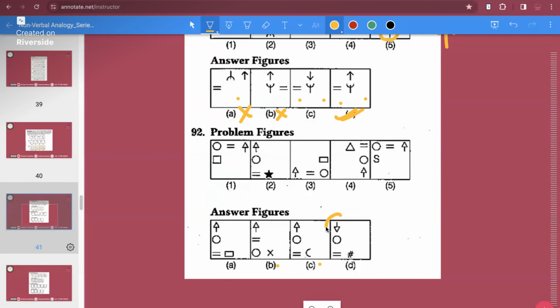We see that this arrow is not changing its direction throughout. So it will not change its direction over here as well. Right. It's a completely new figure. So we cannot introduce this rectangle all over again. It has to be a new figure for sure. And these three are only remaining constant. No. So this one is also not your answer.